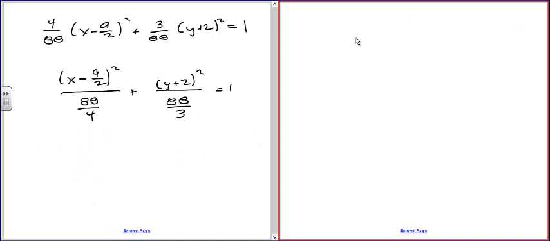Okay. Now let's do one where one of them is negative. So let's say we've got 4x squared plus 16x minus 5y squared plus 30y minus 20 equals 0.